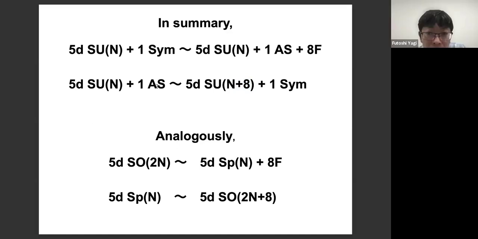I mean, not that meaningful of a comment. I'm just asking. Maybe you also get rid of the 8 flavors here. This is possible. If you add 8 flavors here, we should also add 8 flavors there, and then we can go here. So SU(N+8) plus 1 symmetric plus 8 flavors is SU(N) plus 1 symmetric.